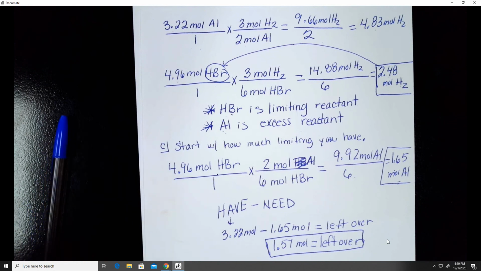All right, guys, so go ahead and try number 2 and number 3 on your limiting reactant moles worksheet, and we will check in tomorrow to see how you did.